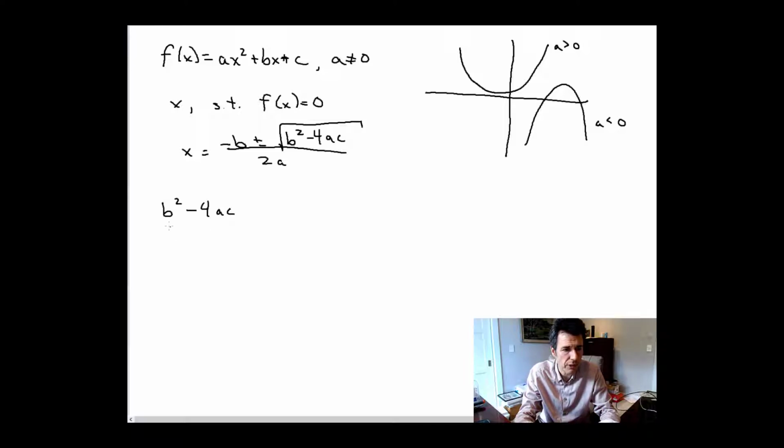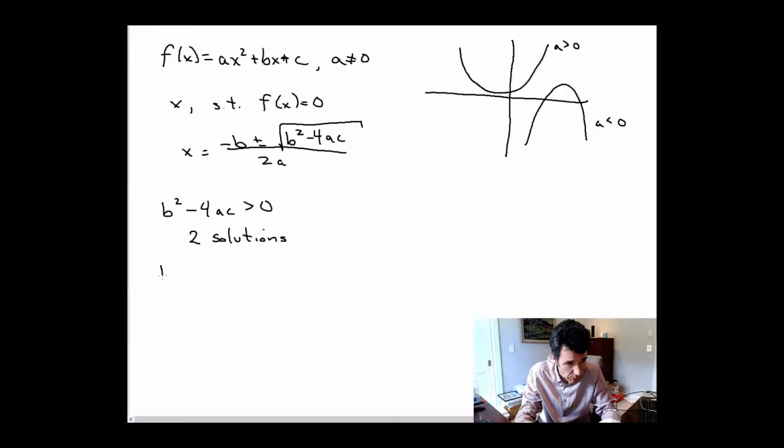Now there are really three possible outcomes for the discriminant. Either b squared minus 4ac is bigger than 0, less than 0, or equal to 0. So let's first do bigger than 0. Well, if it's bigger than 0, then this square root exists and is some positive number, which means you've got negative b plus the square root and negative b minus the square root in the numerator, which means that there are two solutions for our equation where x such that f of x equals 0.